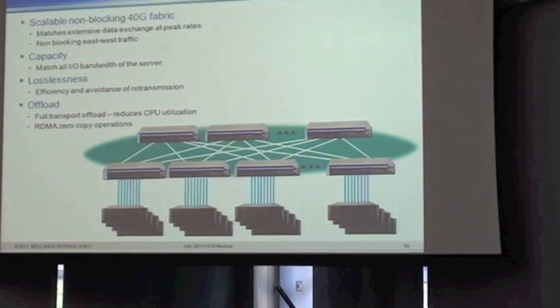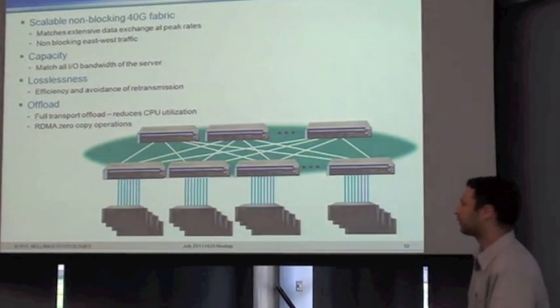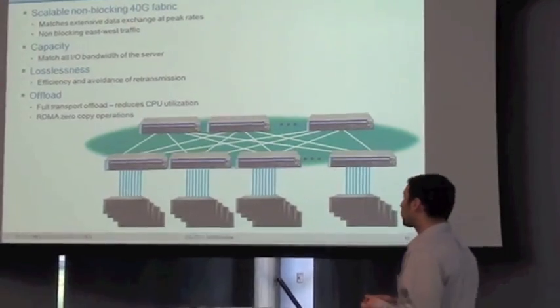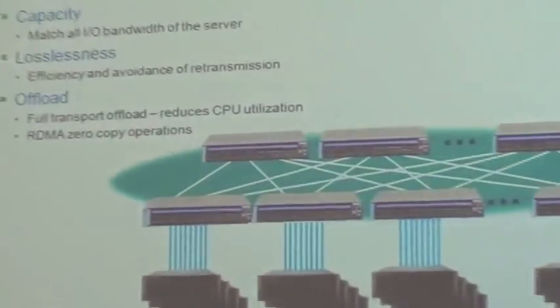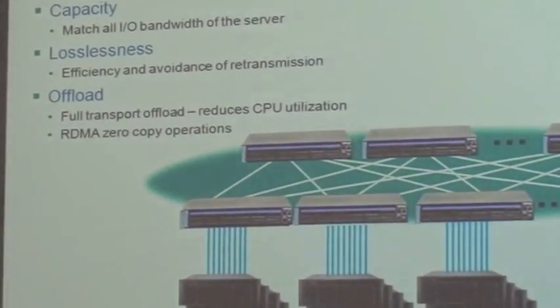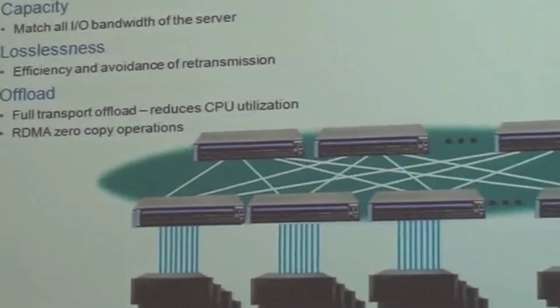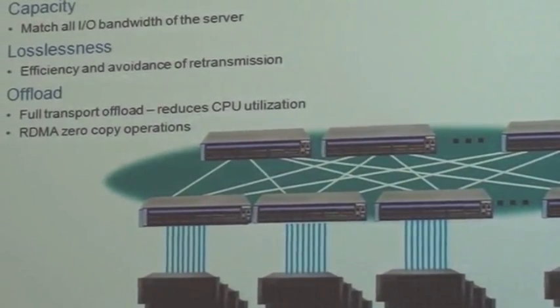Another thing about networking, a new trend that is happening now, is having a lossless network. A lossless network is much more efficient in terms of avoiding retransmission and those kinds of things. So when you have a fast network, you can really reduce the cost of the network and make it much more efficient with the losslessness capability.